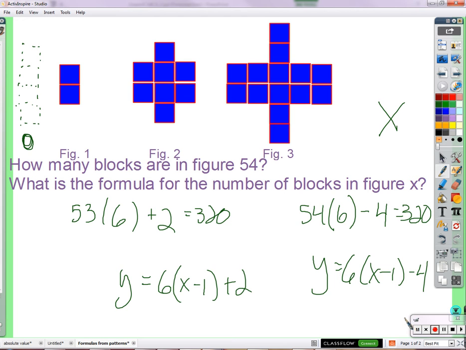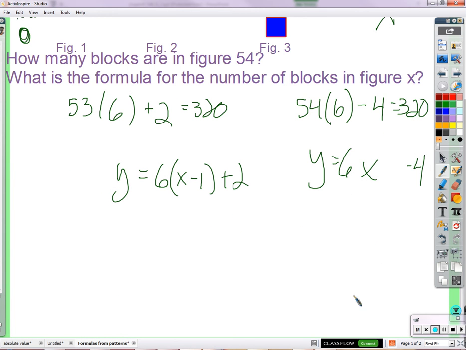What would it look like? 6 times x minus 4. 6 times x, right? Because when we start from figure 0, the number of steps to get to figure x is x steps. The number of steps to get to figure 54 is 54 steps if we start at figure 0. So not x minus 1, but just x, which we learned a couple of times.